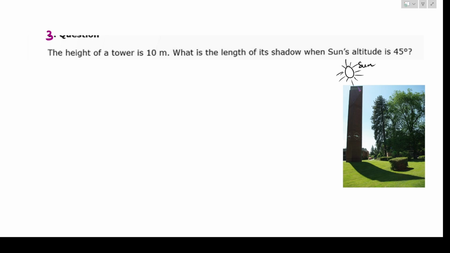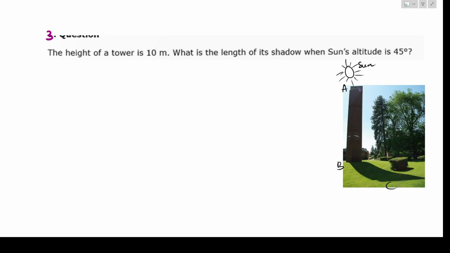Now let us solve question number 3. The height of the tower is 10 meters. The sun's altitude is 45 degrees and we are asked to find out the length of its shadow. Let us take the tower as AB, which will be your vertical side of the triangle. When the sun rays fall on the tower, it forms a shadow.